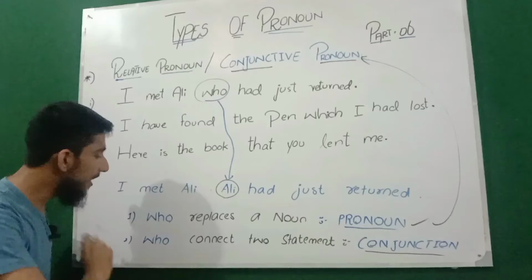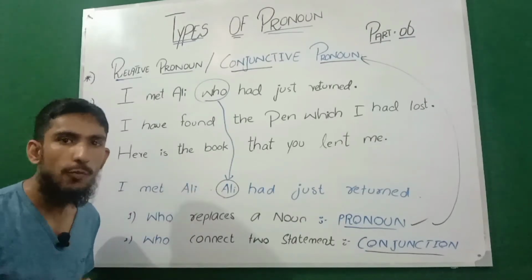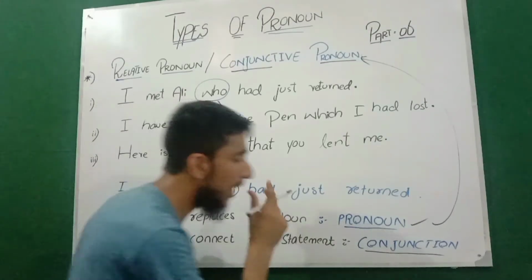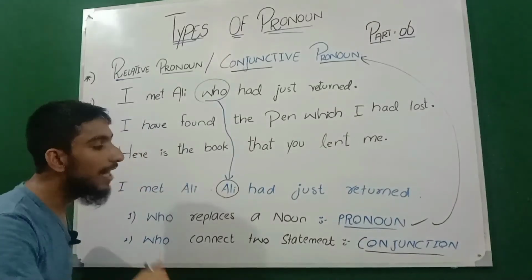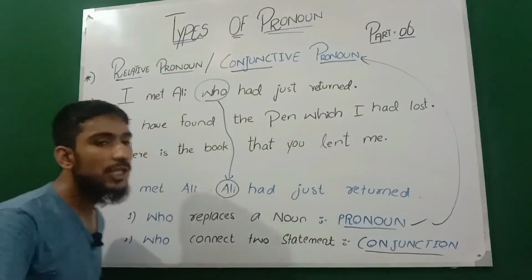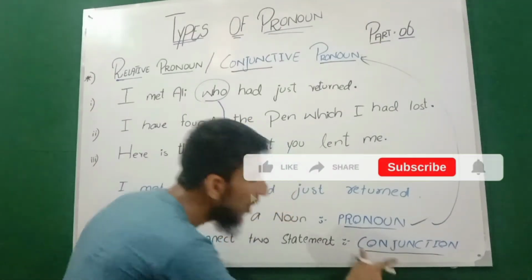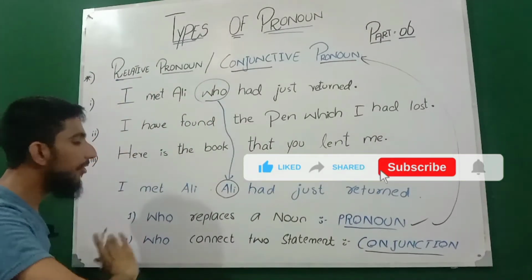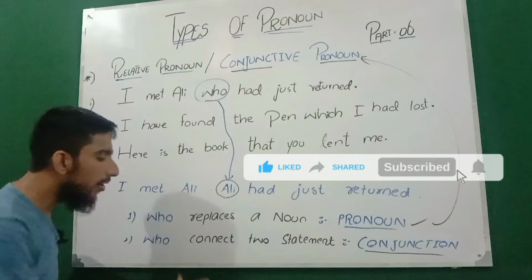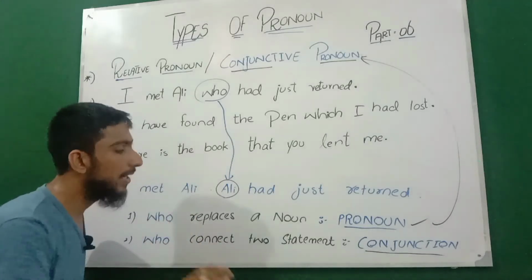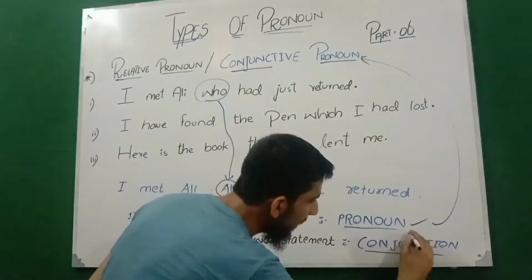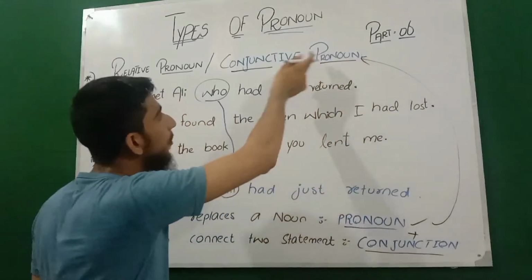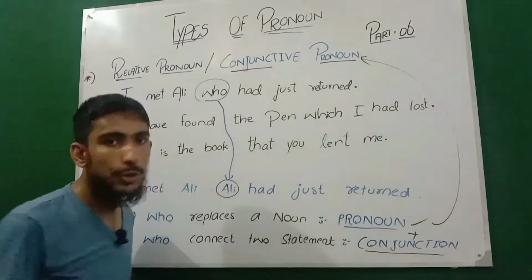Look again, who replaces a noun, and a word that replaces a noun is called a pronoun, and who also connects two statements, that's why its work is conjunction. So in this sentence who does two works. First it replaces a noun, and second it connects two statements. So pronoun plus conjunction, that's why a relative pronoun is also called a conjunctive pronoun.